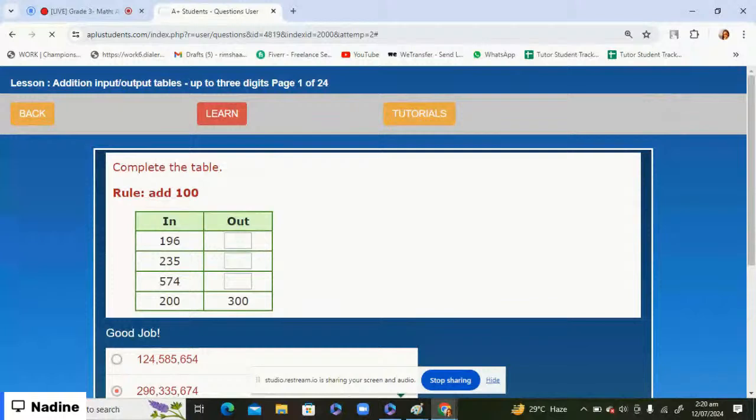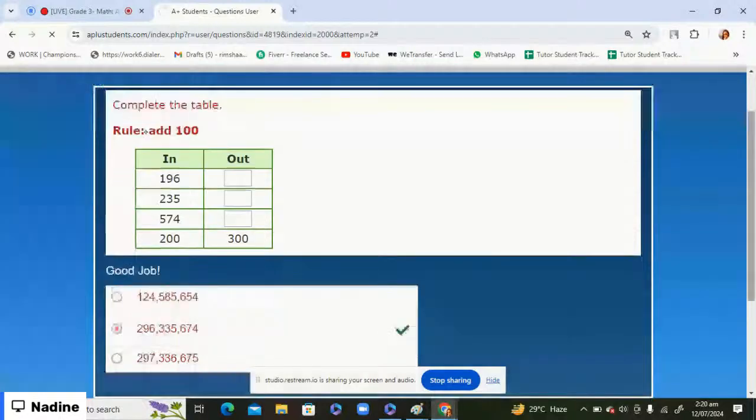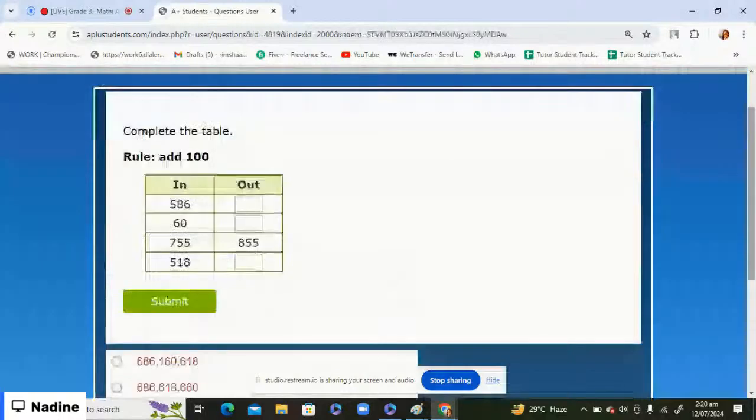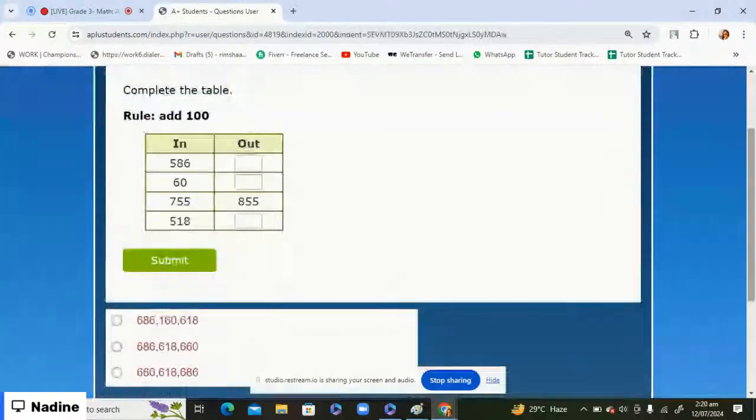Okay, now you guys tell me the answer of this one. So the rule is here. Okay, so this is the right answer. Now let's do this one. Complete the table. The rule is add 100. So now tell me. Input is 586. Output is 686. And then it's 755, and then 518. So when you add 100, what answer did you get? Tell me everyone, what answer did you get?